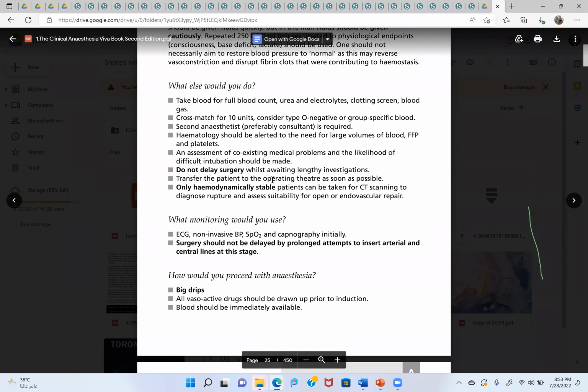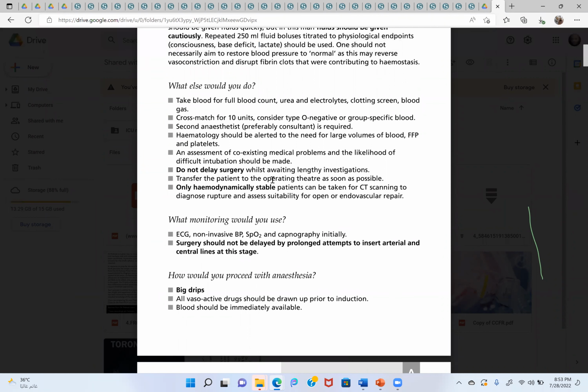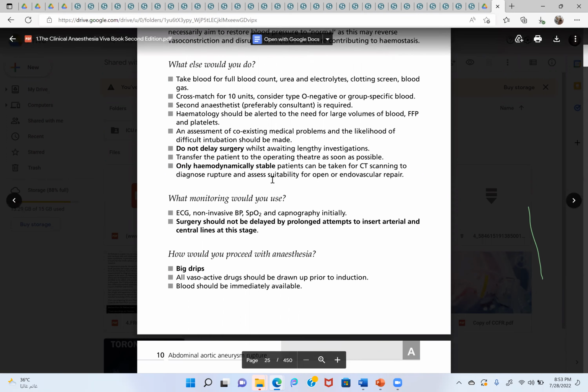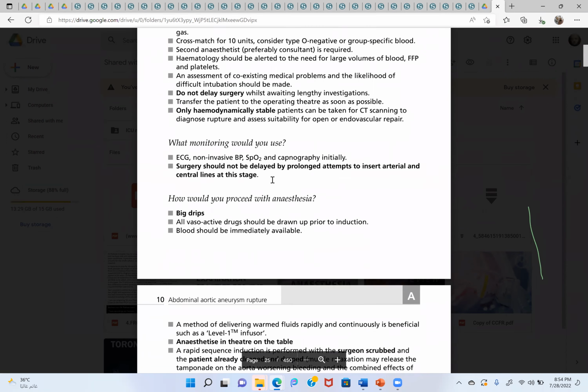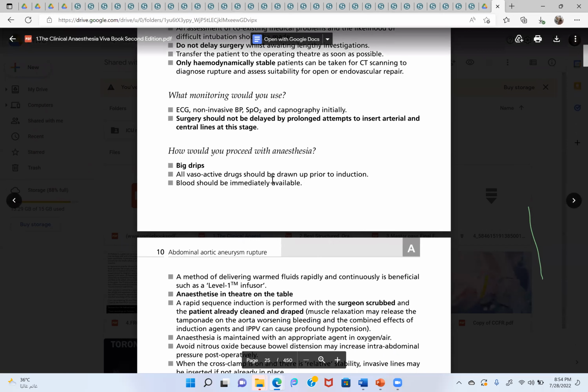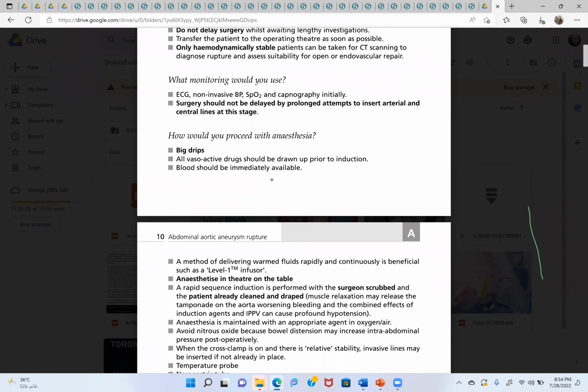Surgery should not be delayed by prolonging attempts to insert arterial and central lines at this stage. Your approach will be that, because even if you take very good four lines and you are not able to control the bleeding, the patient will die. Okay. So big drips. Okay. So how will you induce this patient?